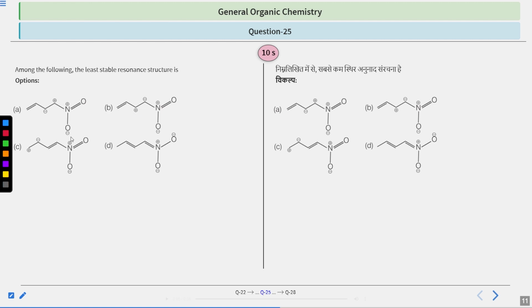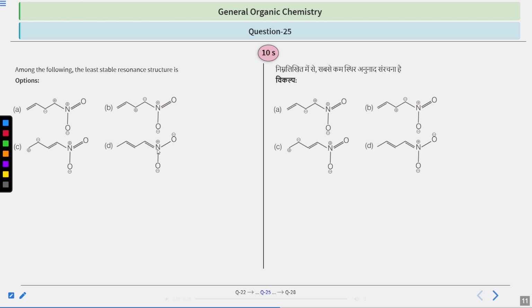So the options are: you have this structure in which nitrogen is directly attached to a double bond oxygen and a single bond oxygen negative, and it has a positive charge on itself, and it is directly attached to CH2, CH2, CH, CH2 double bond CH2, right? Similarly, in option B, we have nitrogen with double bond oxygen, single bond oxygen negative, positive charge on the nitrogen, directly connected to CH2 negative, CH2 positive, CH double bond CH2. In option C, nitrogen is connected to double bond oxygen, single bond oxygen negative, positive charge on itself, connected to CH, then double bond CH, then single bond CH2 negative, then single bond CH3 positive.